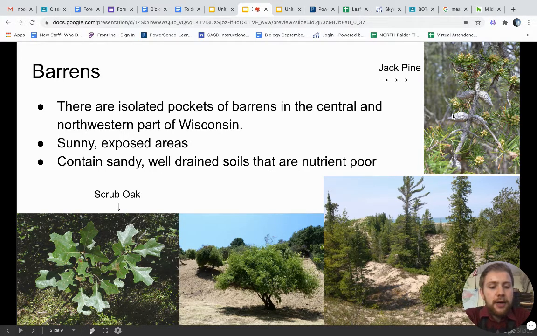So a lot of jack pine and similar fire-adapted species would live out in the western part of the United States, out in like California and Colorado, where the forest fires unfortunately come pretty often. So we would find jack pine in the barrens.